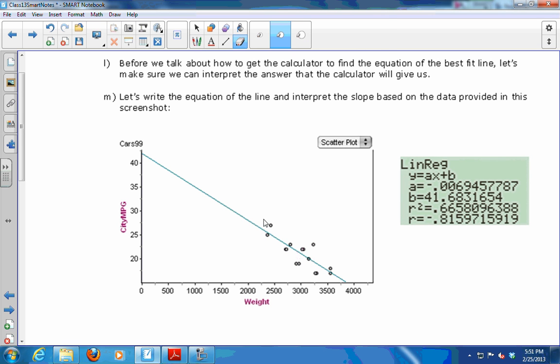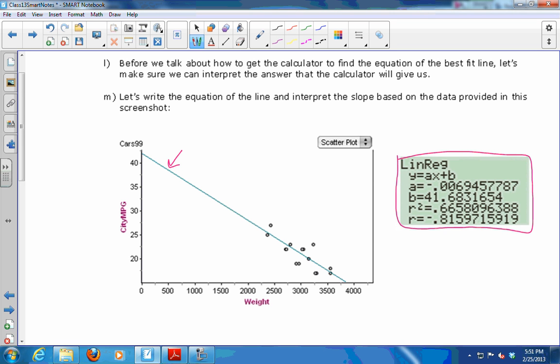So when I feed my calculator the data, it's going to spit out something that looks like this. We're going to have a little shot in the home screen that says y equals ax plus b. So they're telling you this is a line. And they're using a instead of m. We usually use m for slope, but they like alphabetical things. So they use y equals ax plus b. Then they give you a value for a and a value for b.